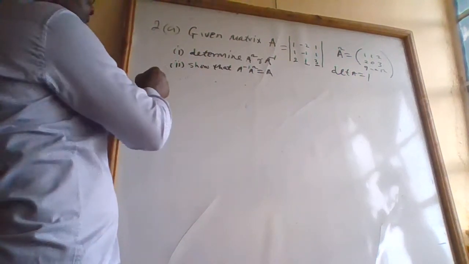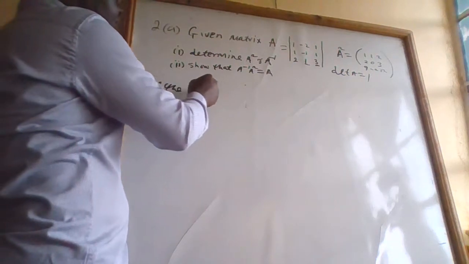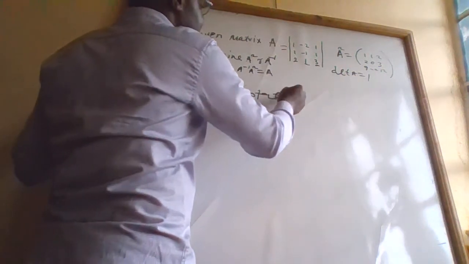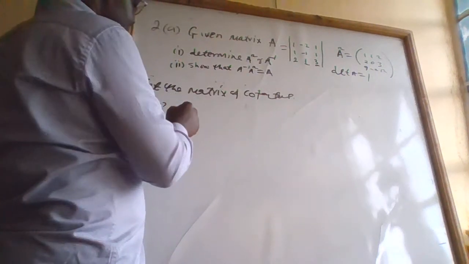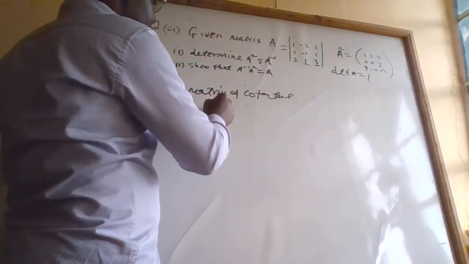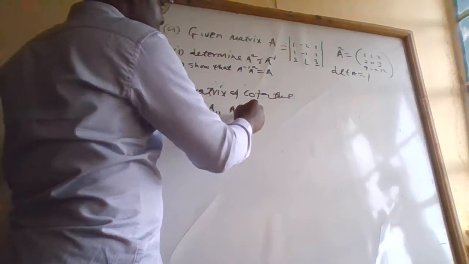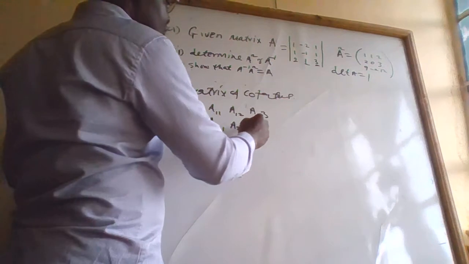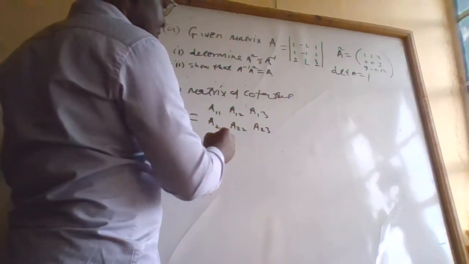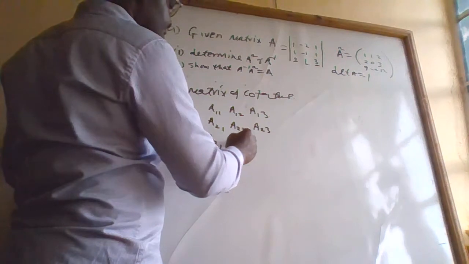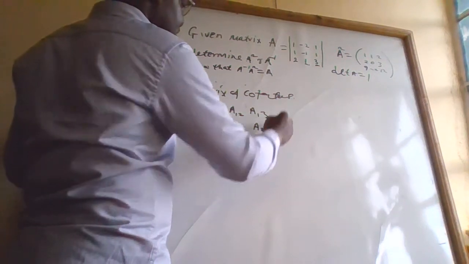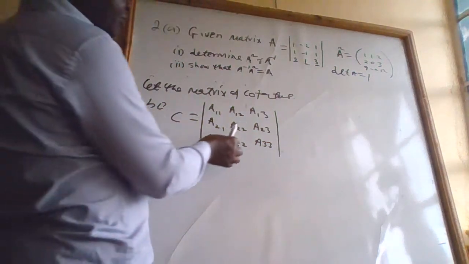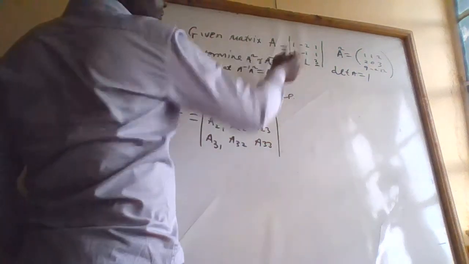Let the matrix of cofactors be C equals A11, A12, A13, A21, A22, A23, A31, A32, A33. So these are the elements of cofactors, and we shall be able to get this matrix from matrix A.